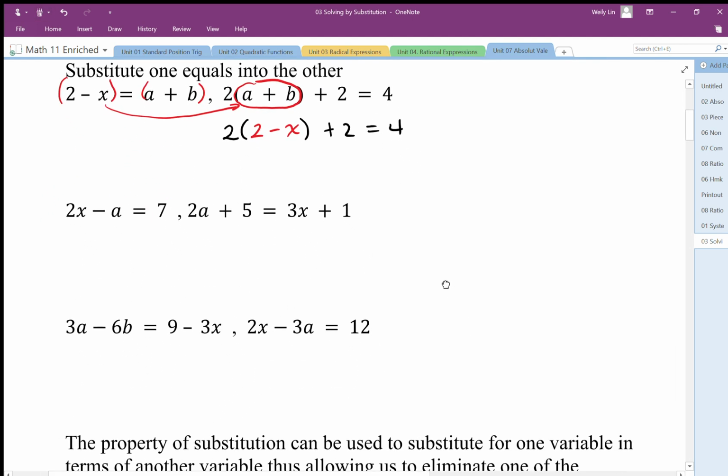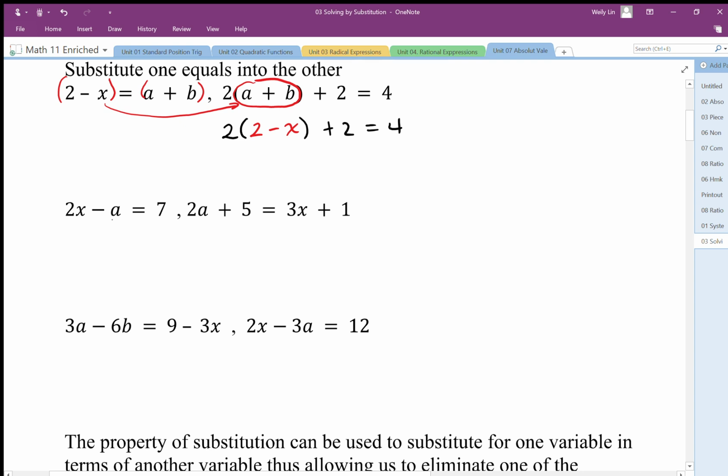If I have something that looks like this, I want to replace like for like. So I know that 2x - a = 7. Well, I'm going to rearrange this and say 2x - 7 is the same as a. And since I have an a in here, I can do a like for like switch. So I can switch out this a for a 2x - 7.